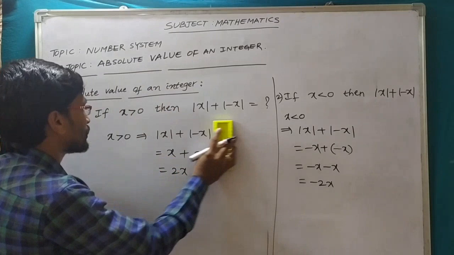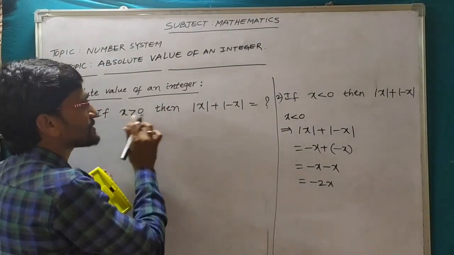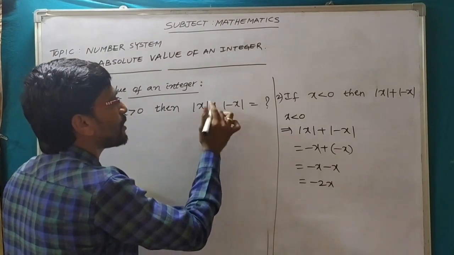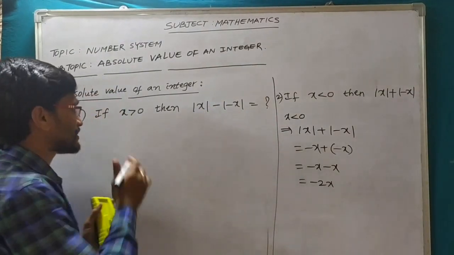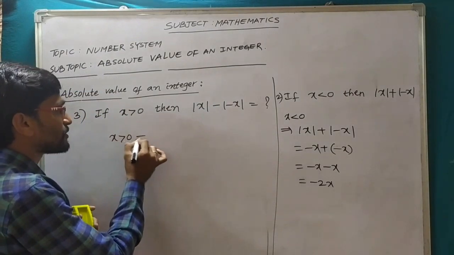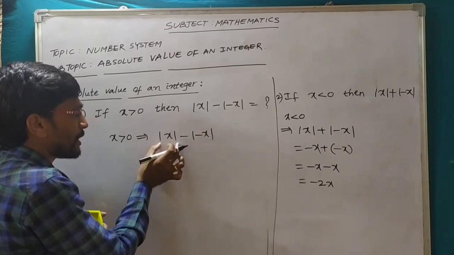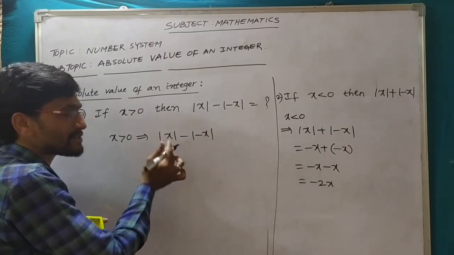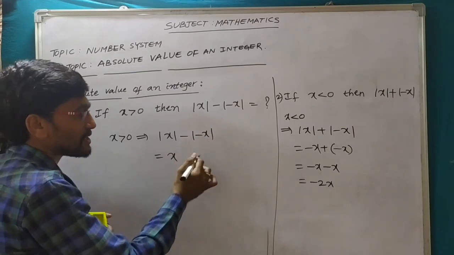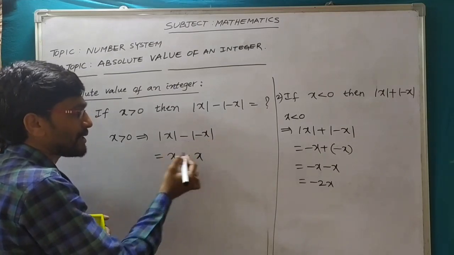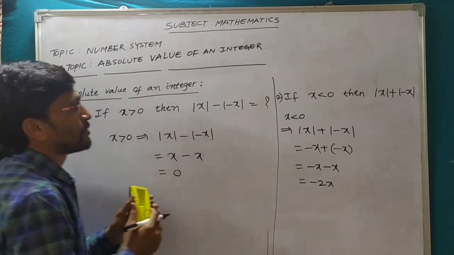Okay? Next, third one. If x is greater than 0, then what is modulus x minus modulus minus x? If x is greater than 0, modulus x is nothing but x. Modulus minus x is also x. In between them we have minus. x minus x is equal to 0.